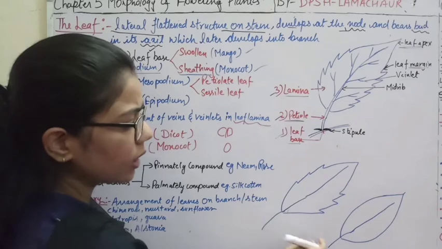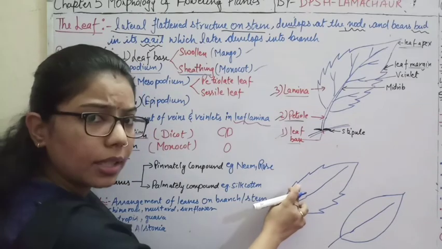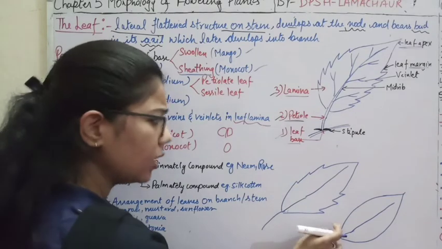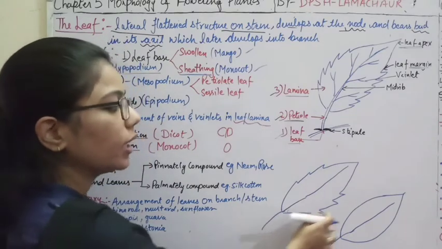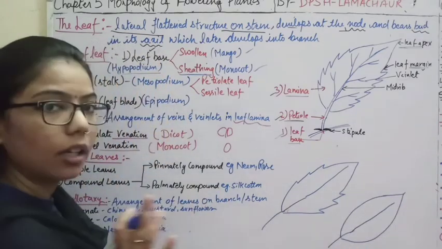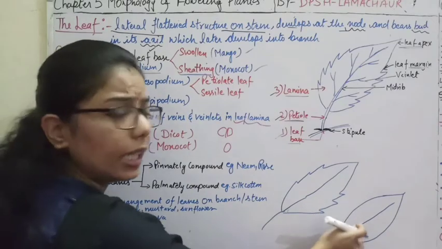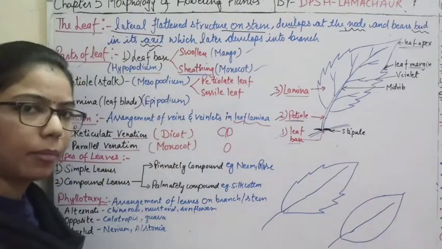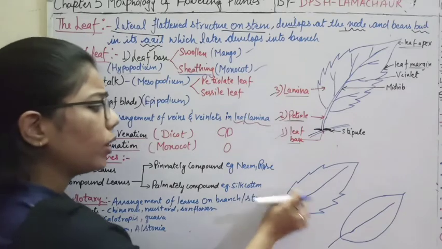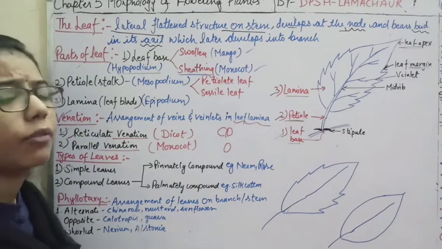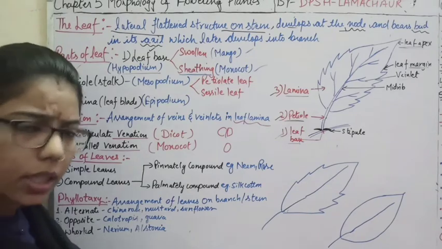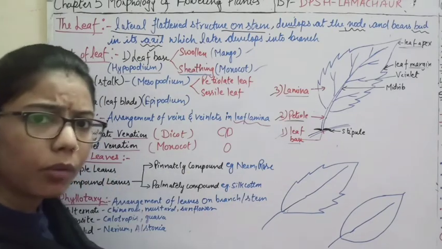So in both the cases, what is happening? Incisions are present, or incisions are absent. In both the cases, what you are observing is that the leaf margin is not meeting the leaf midrib. So in both the cases, we will say it is a simple leaf. An example is rose. In case of rose, we can see this type of leaves.